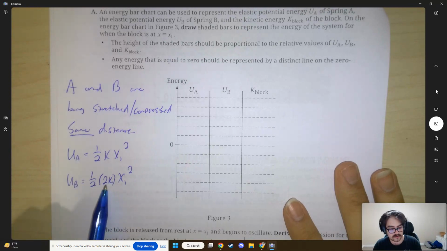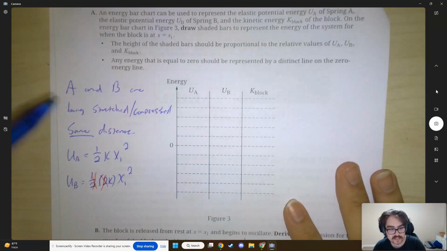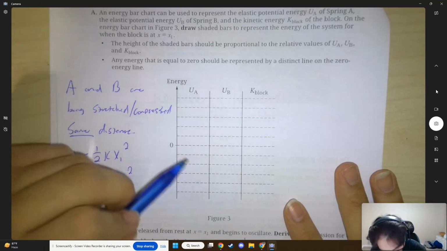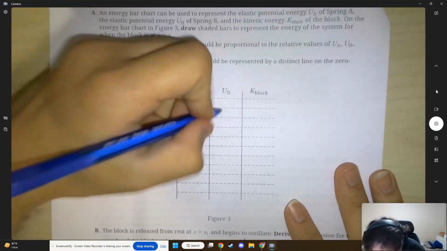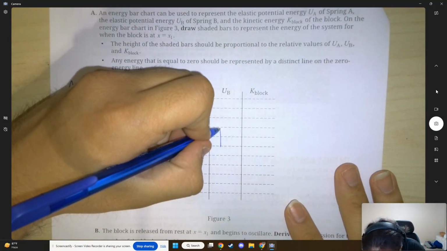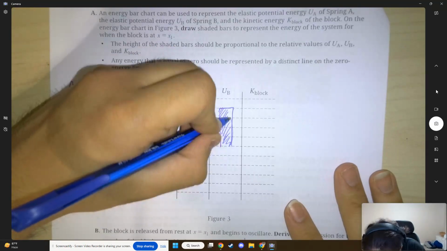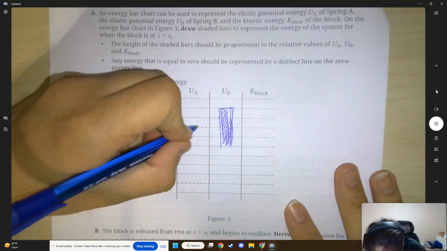So you'll notice that B has double the potential energy of A. It doesn't matter how high up I draw these, I need to represent that B has double the potential of A. So let's see, 1, 2, 3, 4. I'm going to draw 4 on B, and then A is going to get only 2 because it's half as much.